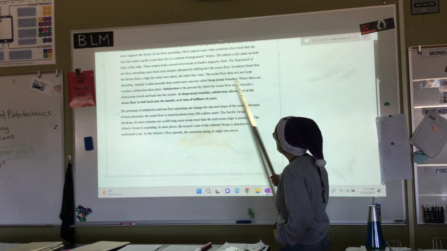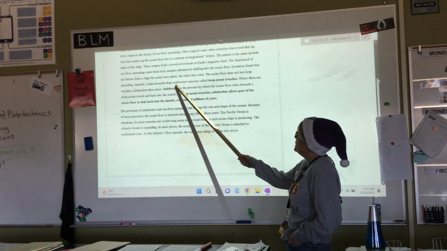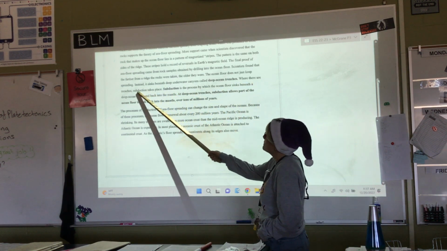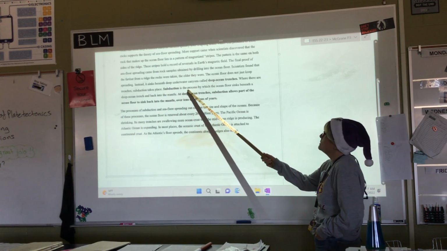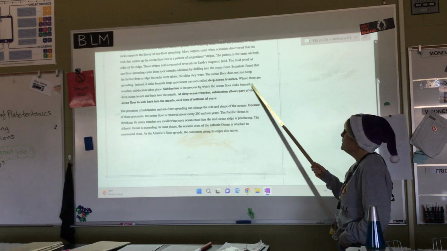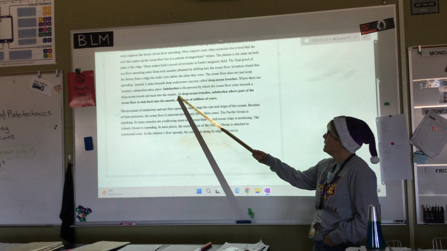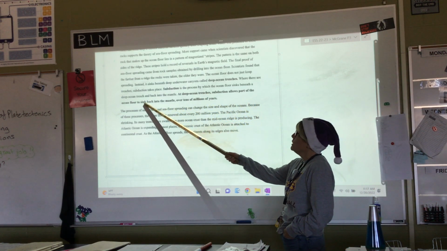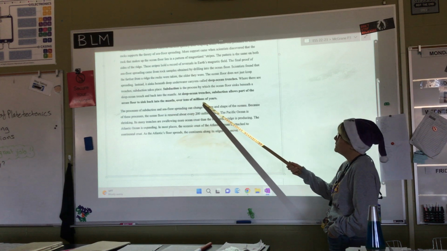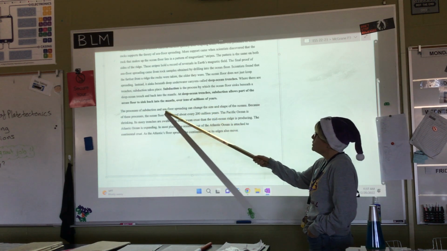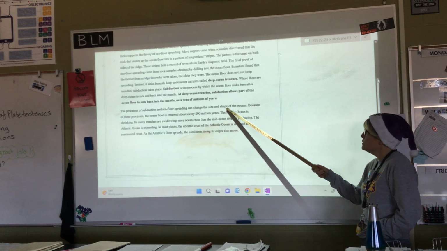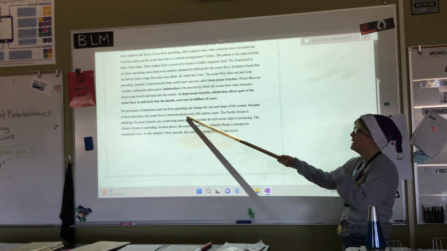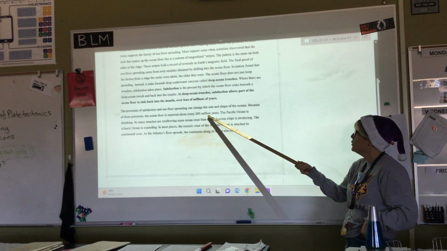The ocean floor does not just keep spreading. Instead, it sinks beneath deep underwater canyons called deep ocean trenches. Where there are trenches, subduction takes place. Subduction is the process by which the ocean floor sinks beneath a deep ocean trench and back into the mantle. At deep ocean trenches, subduction allows part of the ocean floor to sink back into the mantle over tens of millions of years. The process of subduction and seafloor spreading can change the size and the shape of the oceans. Because of these processes, the ocean floor is renewed, meaning redone over again about every 200 million years.